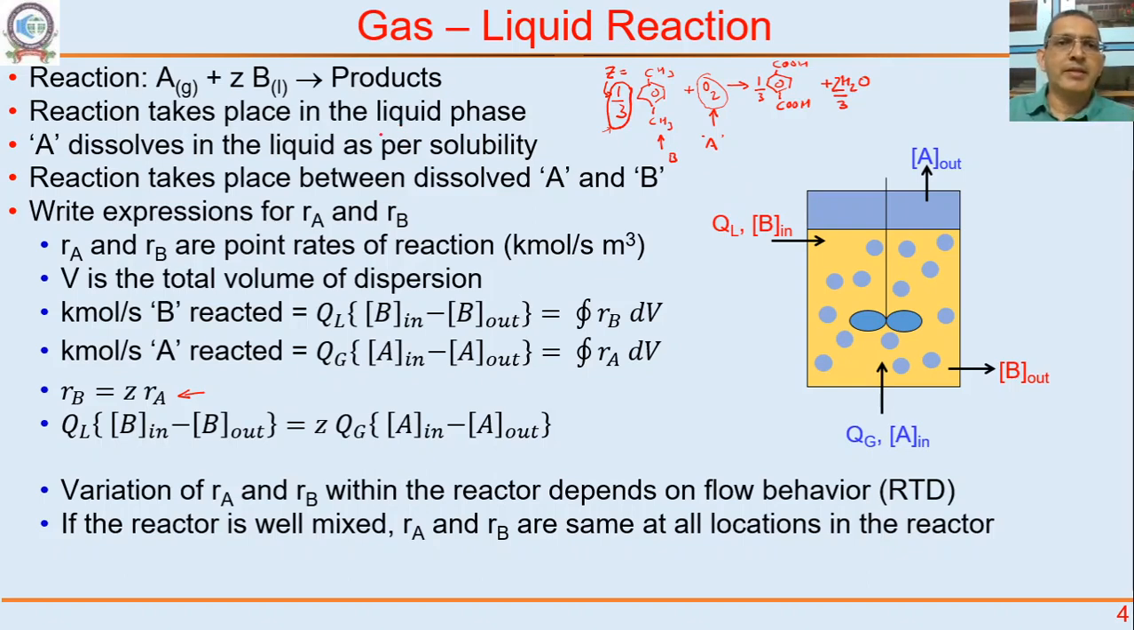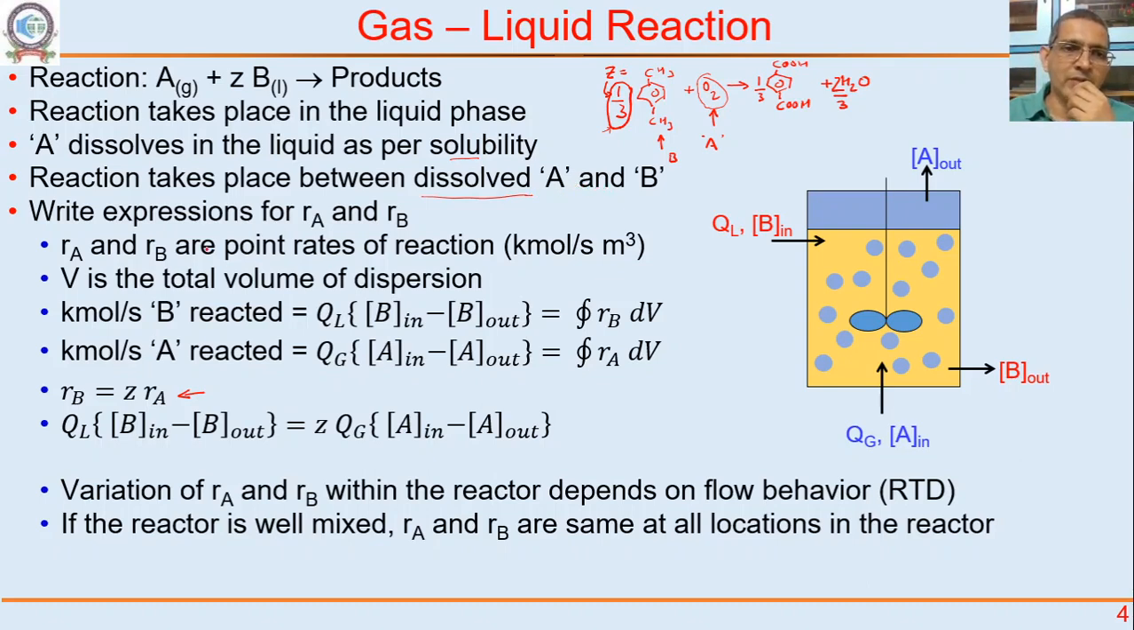We are going to say this reaction takes place in the liquid phase. For the reaction to take place in the liquid phase, this A has to come in contact with B in the liquid phase. That will happen only if A dissolves in the liquid as per its solubility. And now the reaction is occurring between dissolved A and B.